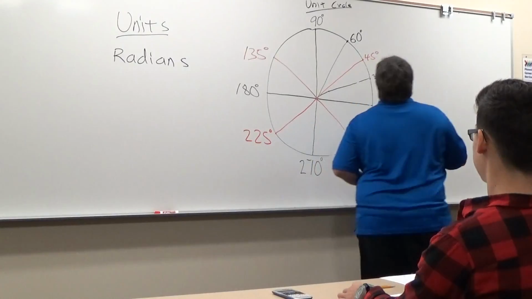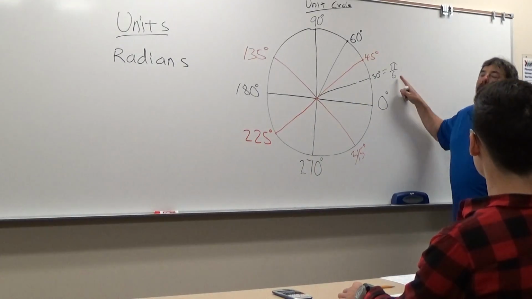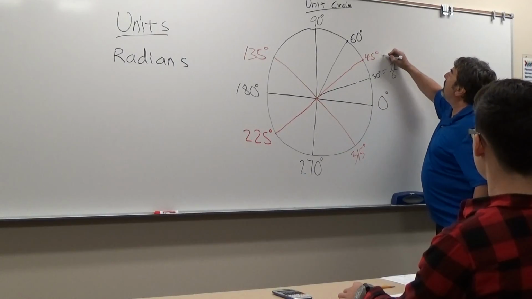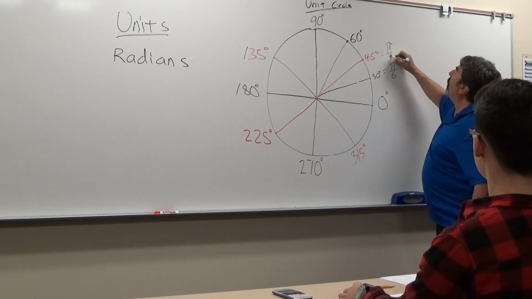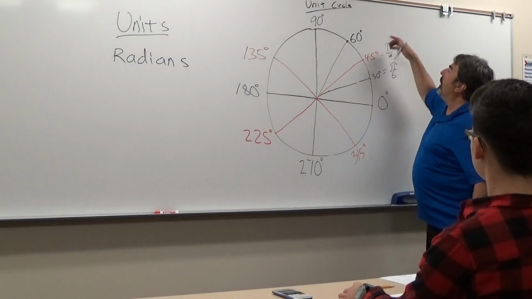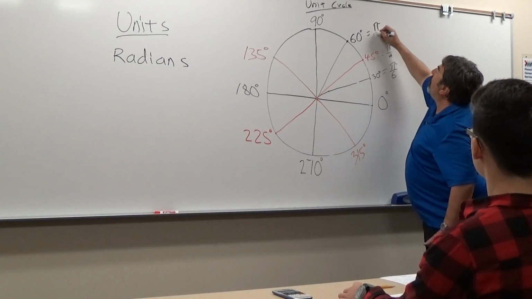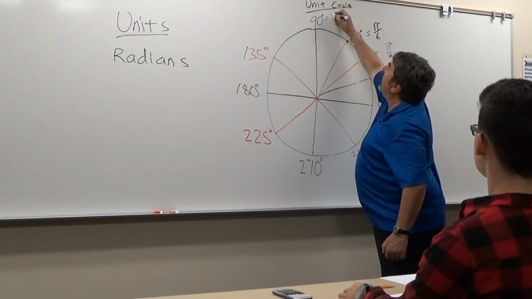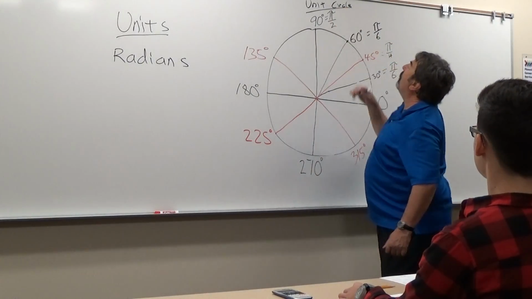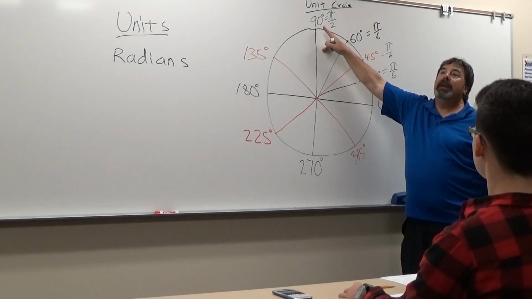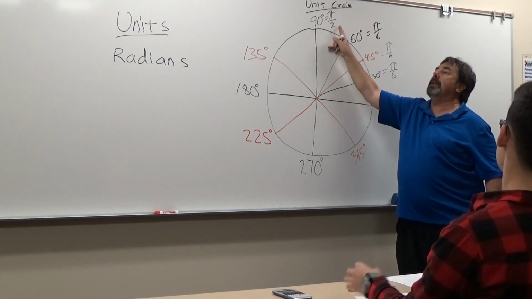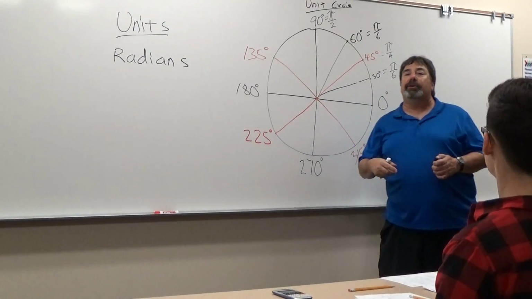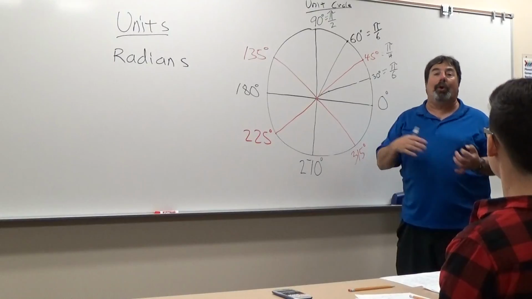Now, notice that the denominators are going to get smaller as the angle gets bigger. In other words, right here would be pi over 4 radians. Then this one would be pi over 6 radians. And this would be pi over 2 radians. So 90 degrees is equivalent to pi over 2 radians, and they can be interchanged. So you can talk about angles in either degrees or radians.